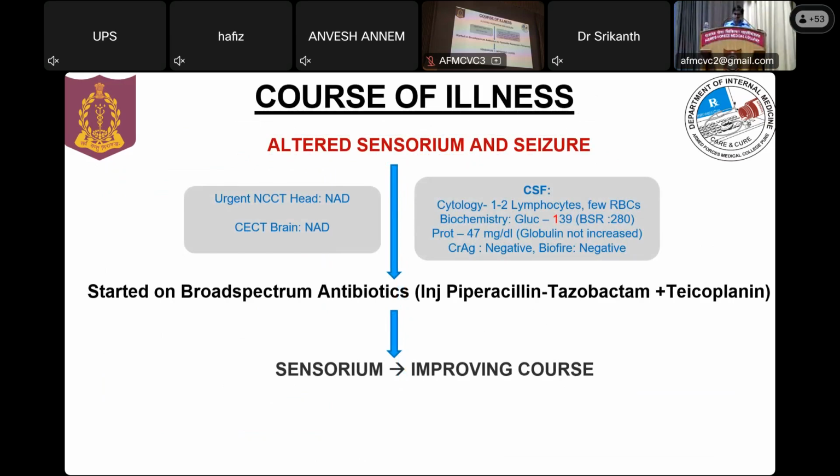CSF analysis was done, and his protein was 47 milligram per deciliter, and there was no hypoglycorrhachia. And cytology showed about 1 to 2 lymphocytes. His CSF for cryptococcal antigen and CSF for multiplex PCR was negative. So he was continued on broad spectrum antibiotics, following which sensorium had improved.